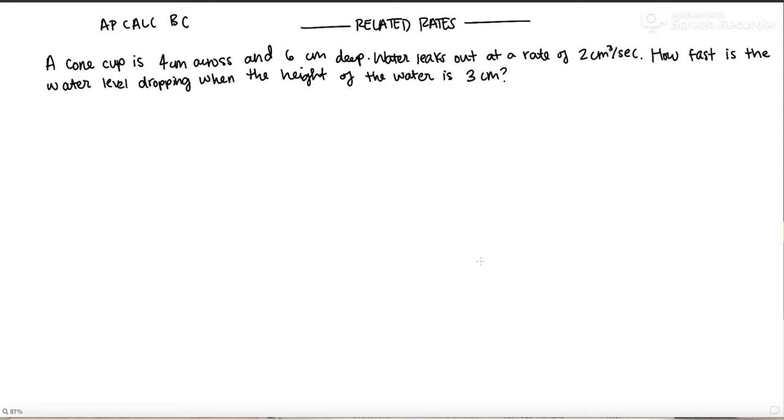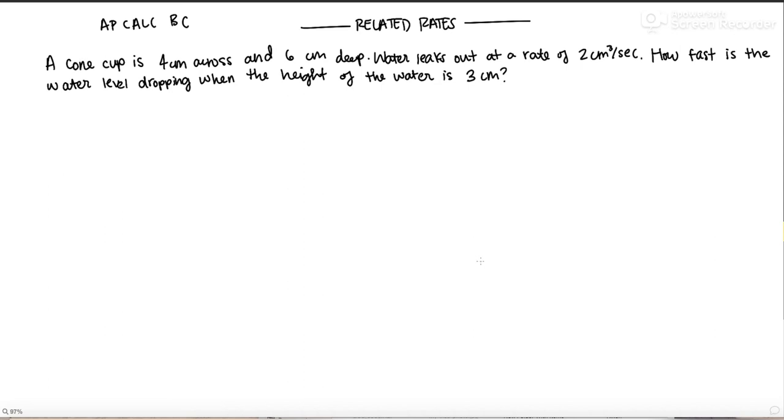Right, so today we're going to be solving a related rates problem, which is a topic in AP Calc BC. So the problem we have here is a cone cup is 4 centimeters across and 6 centimeters deep. Water leaks out at a rate of 2 centimeters cubed per second. How fast is the water level dropping when the height of the water is 3 centimeters?